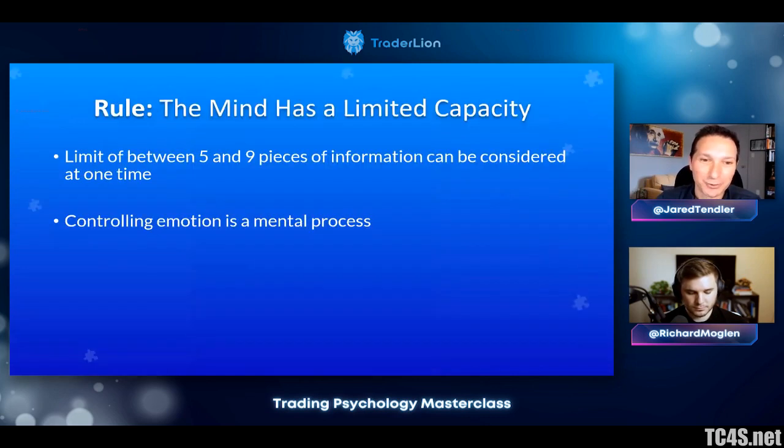All right, so rule number 2 here: the mind has a limited capacity, okay? The mind being that prefrontal cortex, right? The part of the brain where you're actually thinking, you're planning, you're making decisions actively, right? If you have the voice in your head, that's happening in the part of the brain that I'm talking about here.